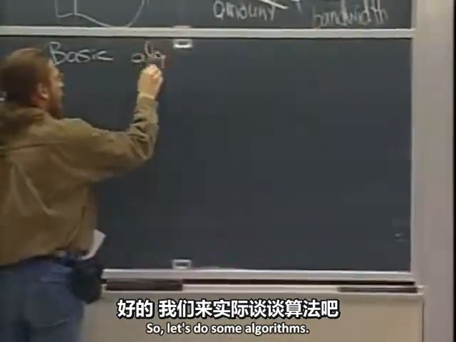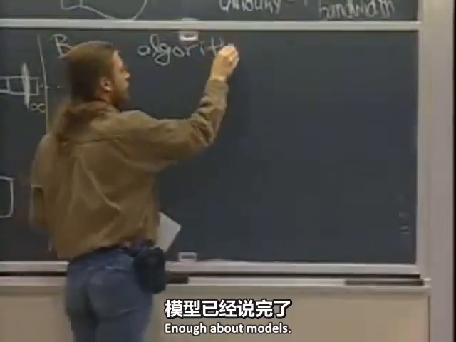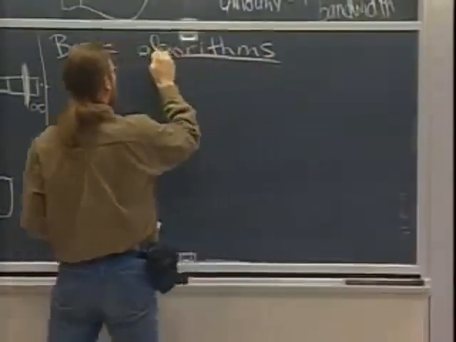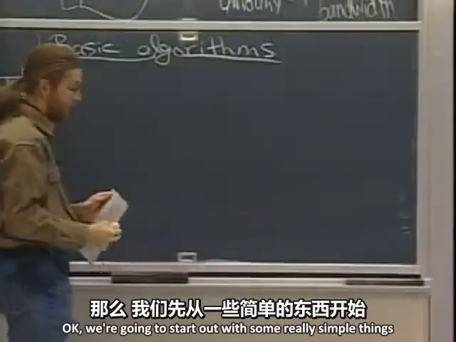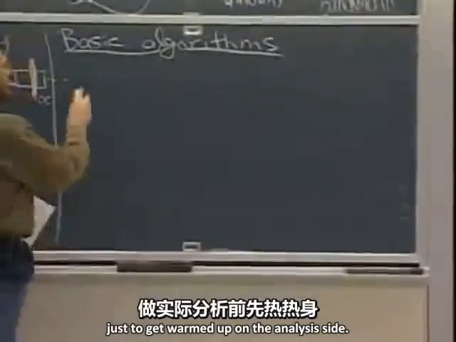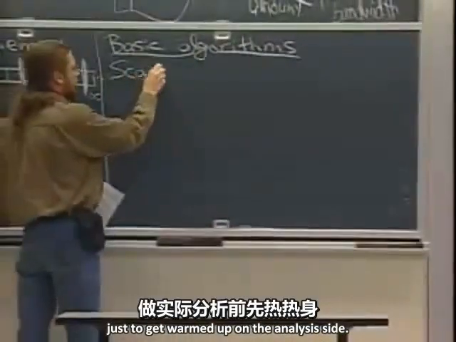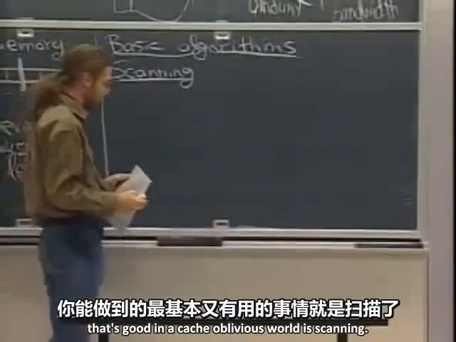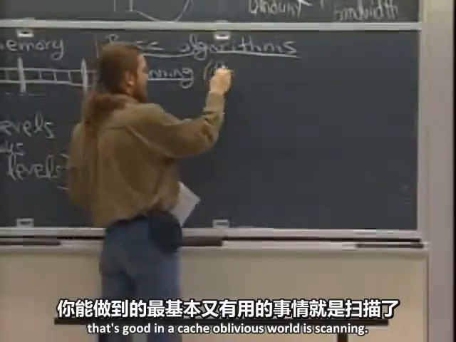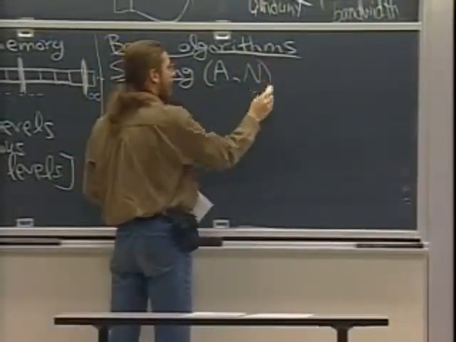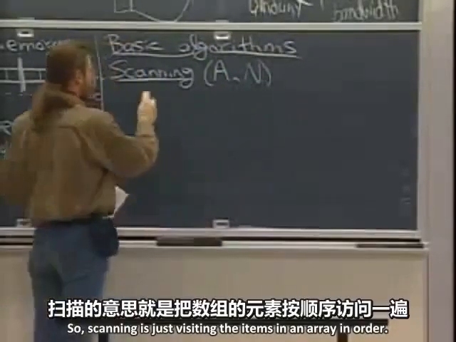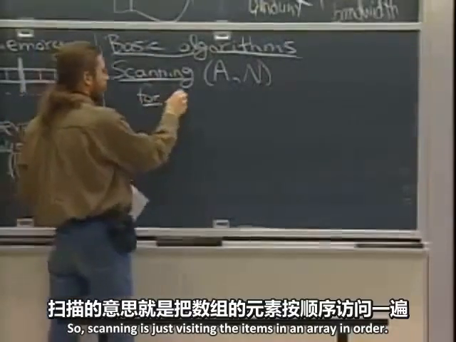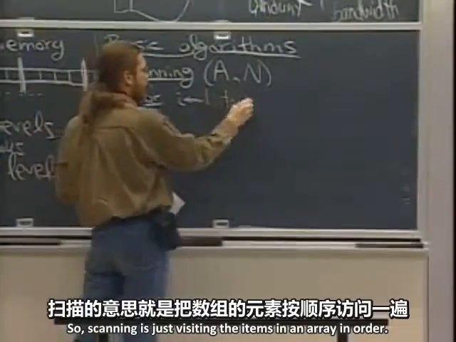Let's do some algorithms. Enough about models. We're going to start out with some really simple things just to get warmed up on the analysis side. The most basic thing you can do that's good in a cache-oblivious world is scanning. Scanning is just visiting the items in an array in order.